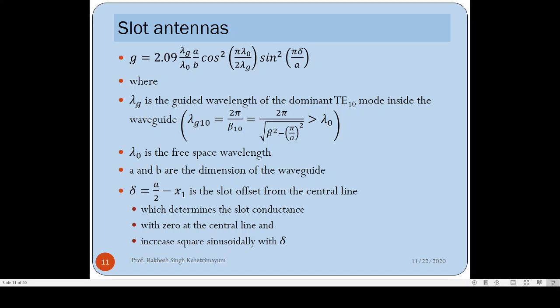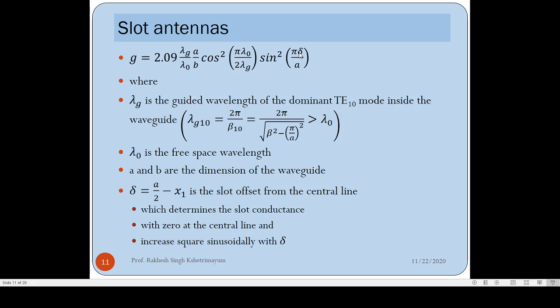These terms are parameters of the waveguide. Lambda G is for the dominant mode. A and B are the dimensions of the waveguide. Lambda naught is the operating wavelength; from the operating frequency you can find out what lambda naught is. But the most important term we have here is sine square of pi delta divided by A.